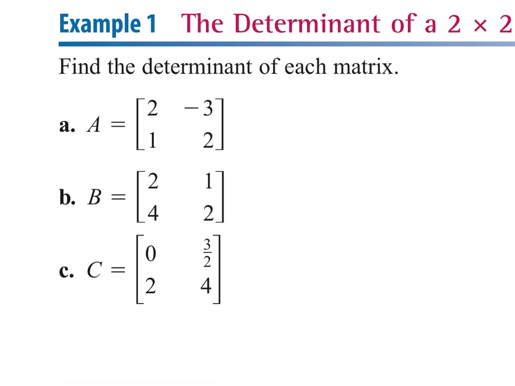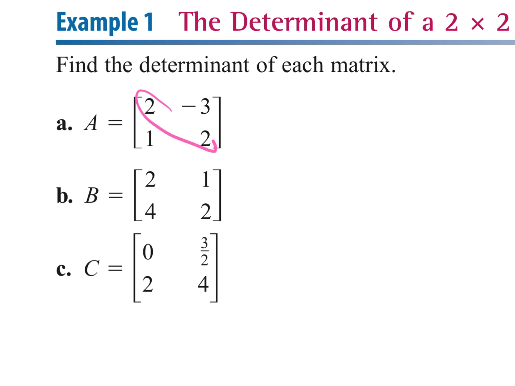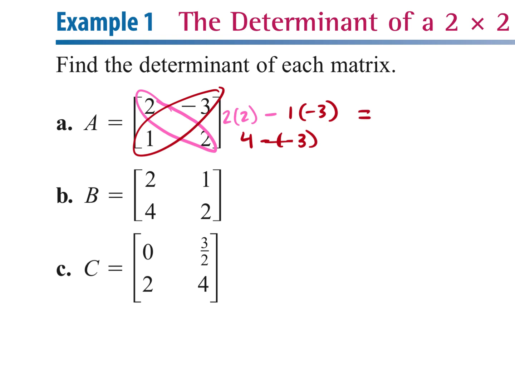So for example 1a, our majors would be 2 times 2 minus minors, which is 1 times negative 3. So we get 4 minus negative 3. So this turns into 4 plus 3. What would our determinant be? 7.